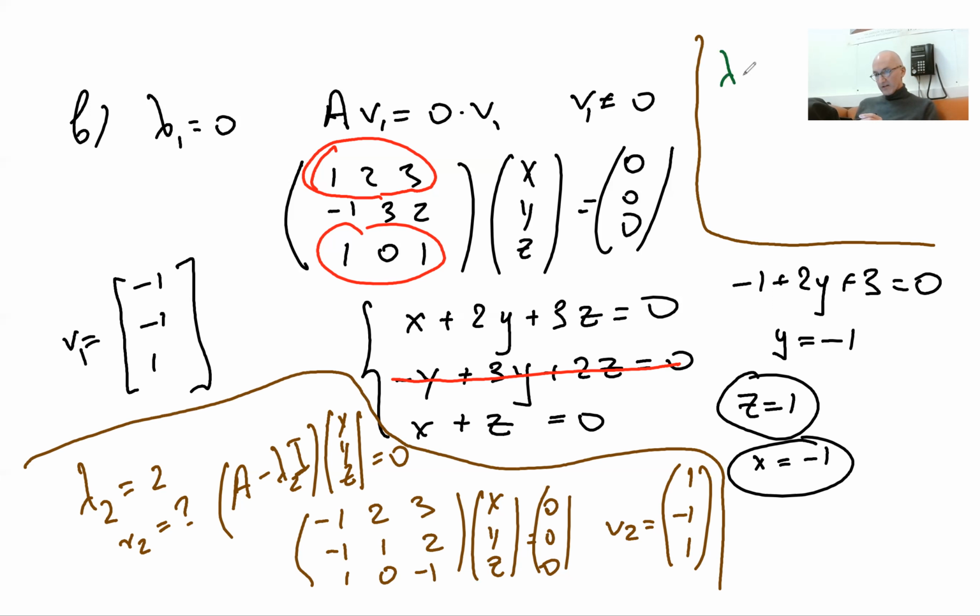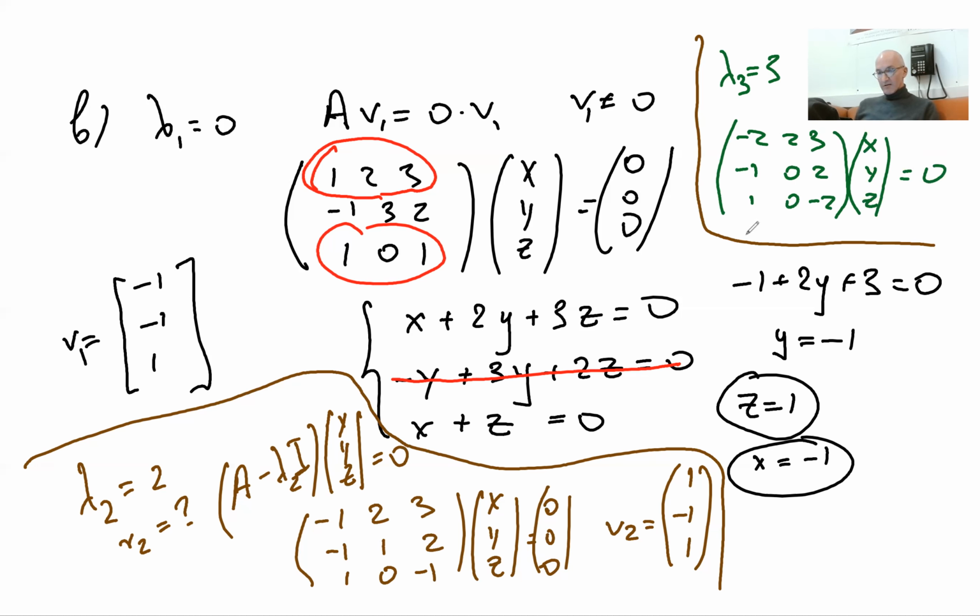And finally, let me find the third eigenvector. Lambda 3 was 3. The third eigenvalue was 3, and I need to solve this system. I need to subtract 3 from this matrix's diagonal elements. I get a matrix -2, 2, 3, -1, 0, 2, and 1, 0, -2. You see these two rows are linearly dependent, and I need to find the kernel of this matrix.